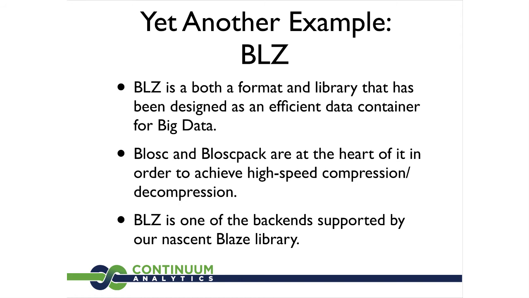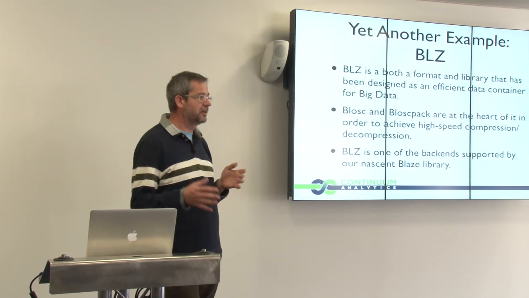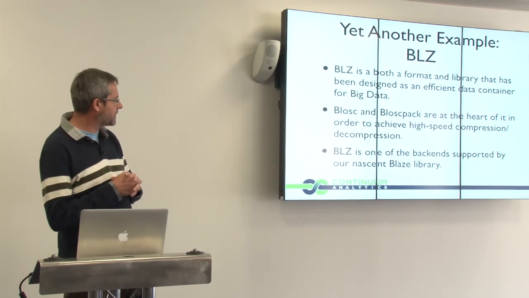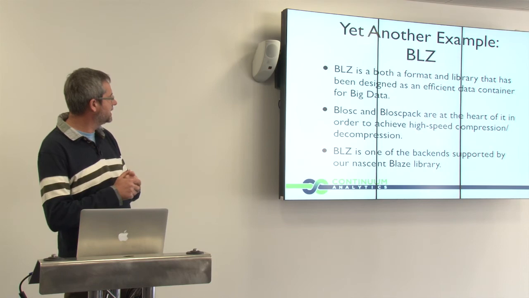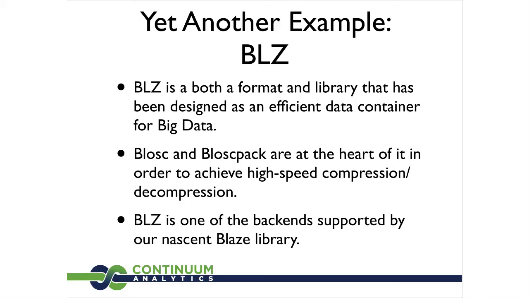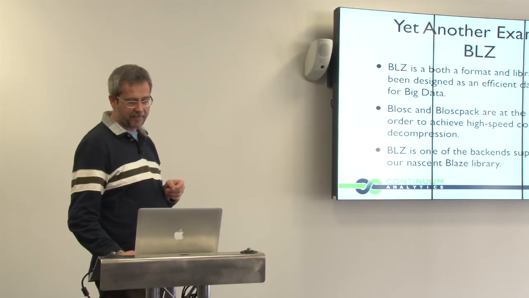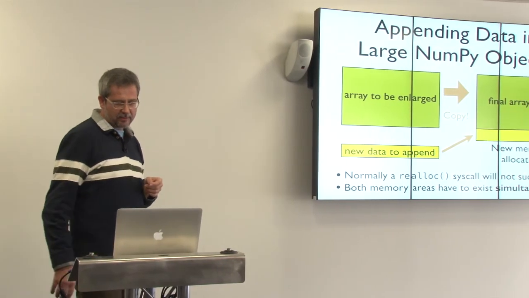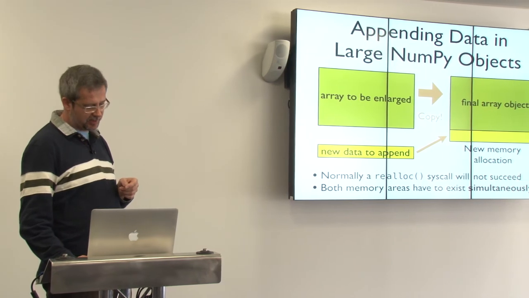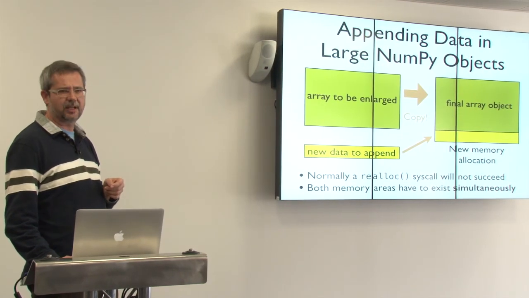Yet another example, Bcolz. Bcolz is both a format and a library that has been designed as an efficient data container for big data. As I said before, we're using it as a backend for our nascent Blaze library. And Blosc is at the heart of the library in order to achieve high-speed compression and decompression. I am going to skip some because I am running out of time. I have 5 minutes now?